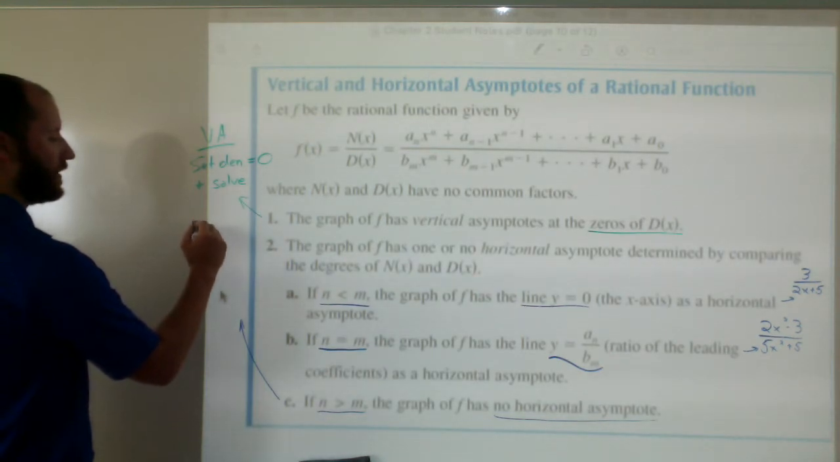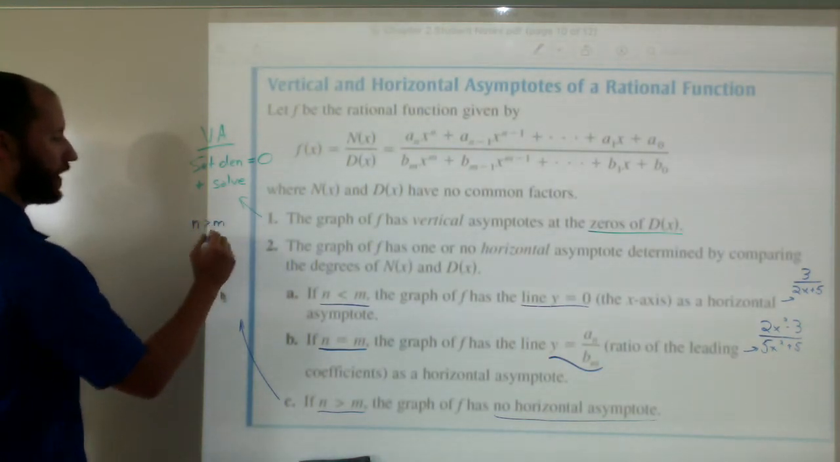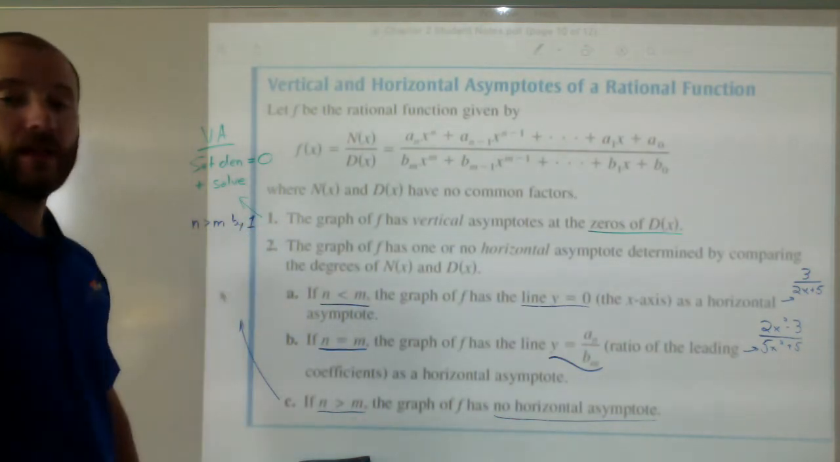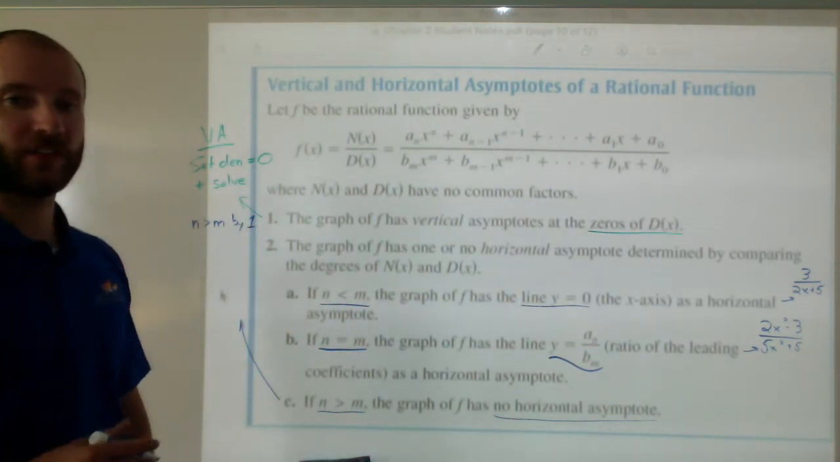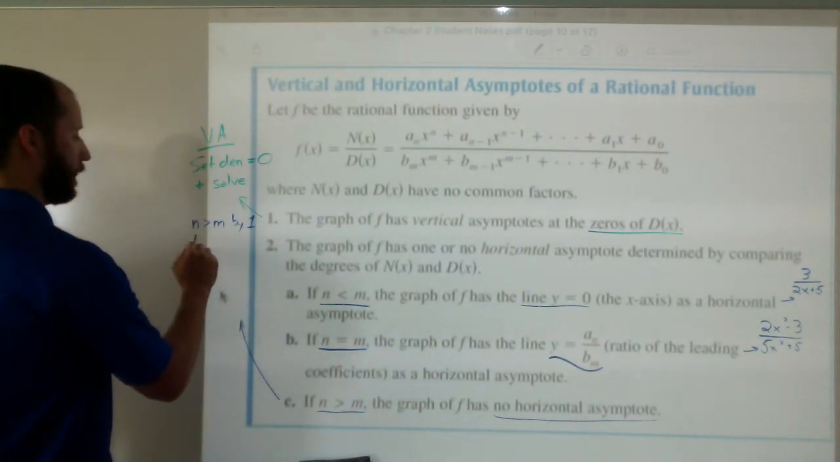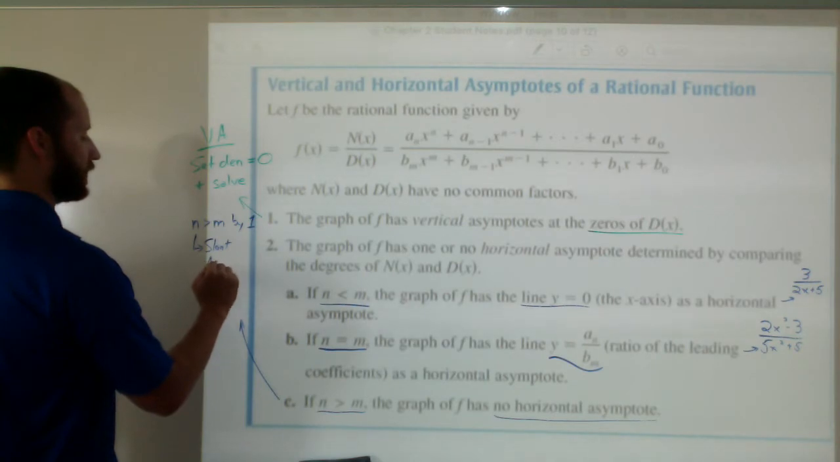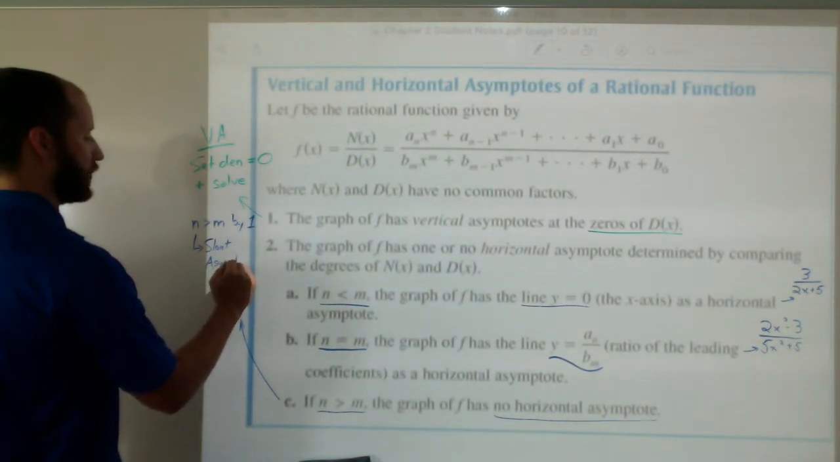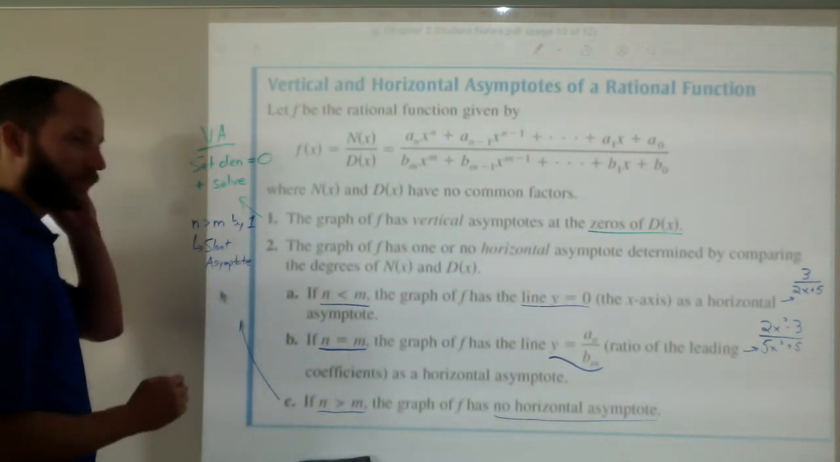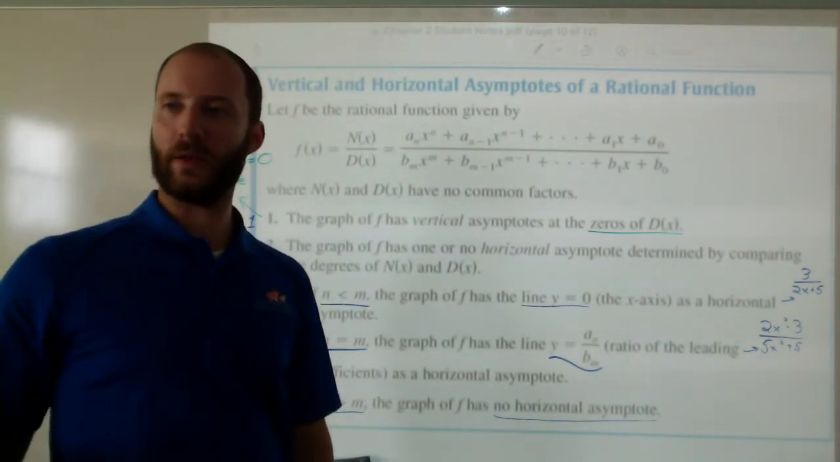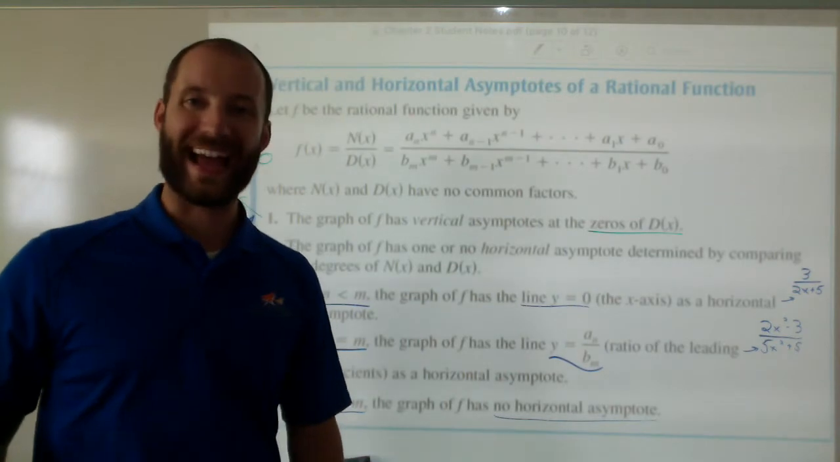If n is greater than m by 1, so let's say ax to the third over x squared, that results in what we call a slant asymptote. All right, so now you have a diagonal line that acts as an asymptote.